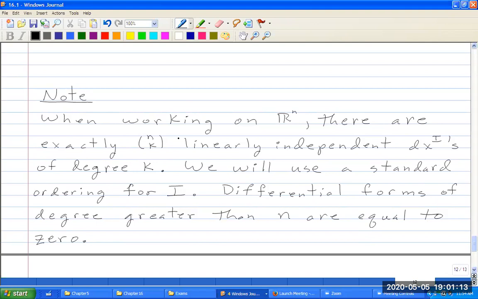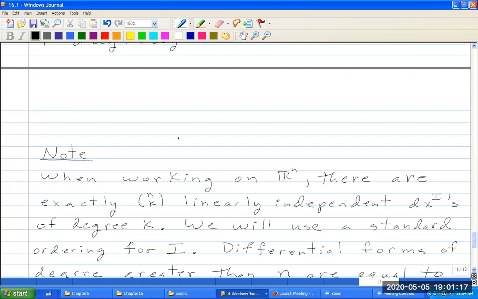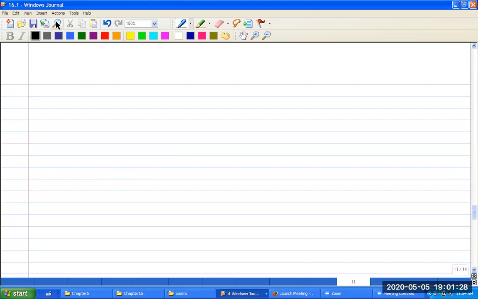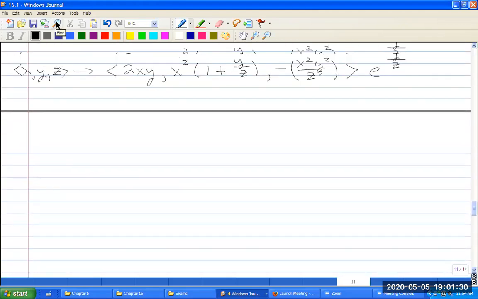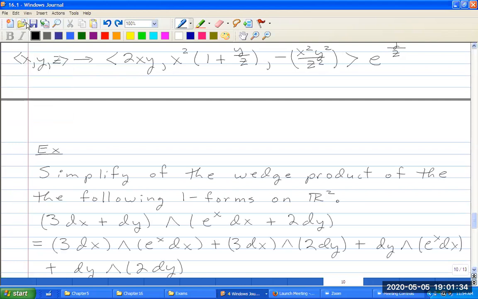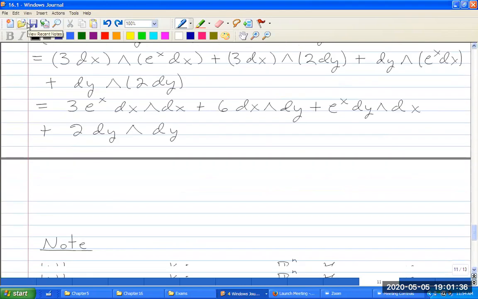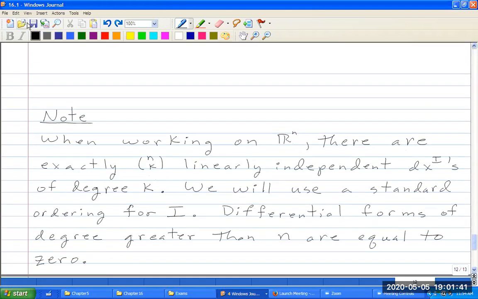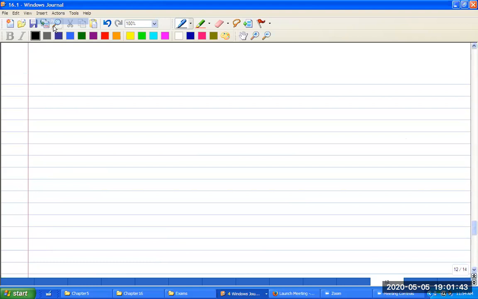Okay, let me add another page. Okay, come on. There, thank you. Let me add another page. Okay, so let's add another page here.